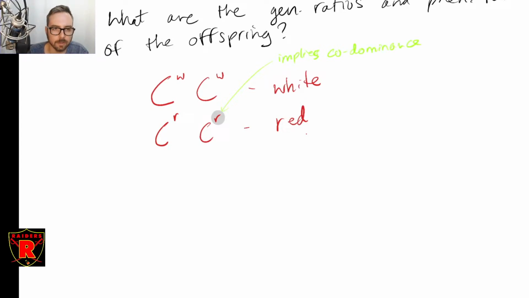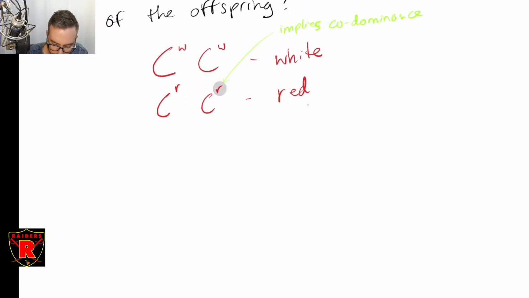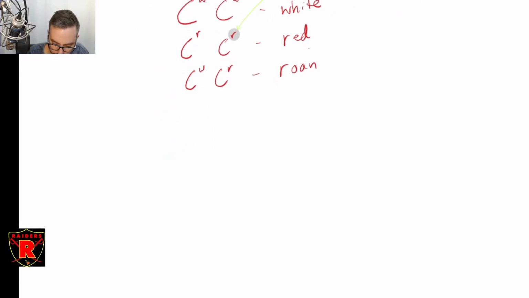Instead of incomplete dominance. And then we've got our hybrid potential here, which is CW CR. You can put them in any order, and this gives you roan. Okay, roan, remember, is some red and some white. And we're going to cross a white and red.